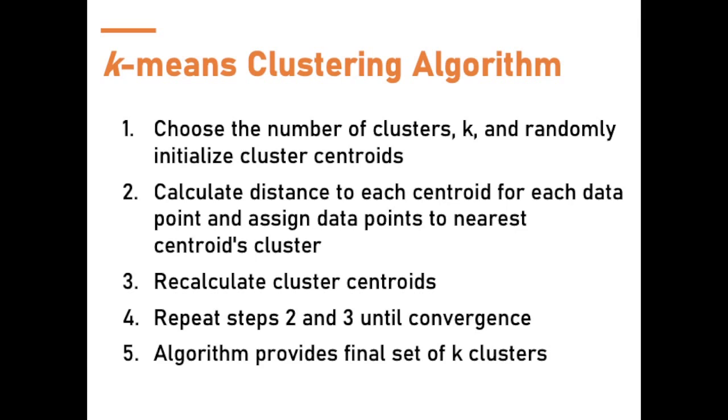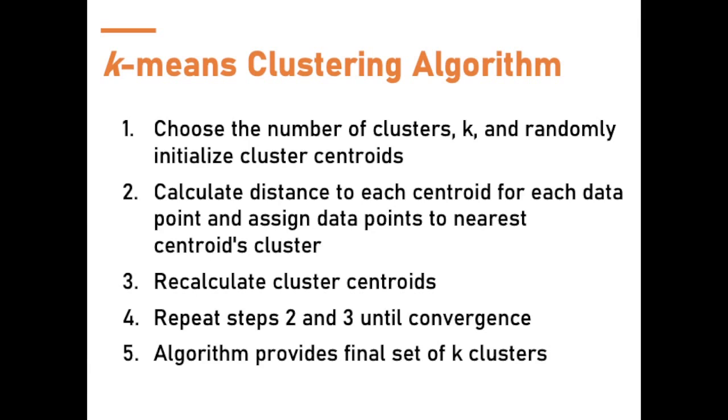Then in the next step, we recalculate the centroids of the clusters by taking the mean of all data points assigned to each cluster. So in this step, what we are doing is adjusting the position of the centroids. Then we have to repeat steps 2 and 3 until convergence. And convergence occurs when the centroids no longer change significantly or a maximum number of iterations is reached. So these two can be the stopping criteria.